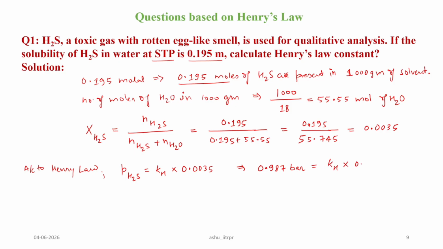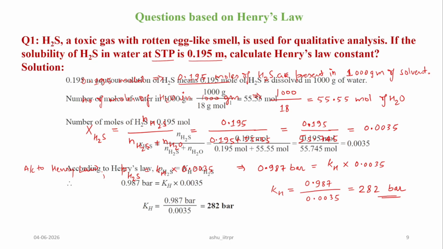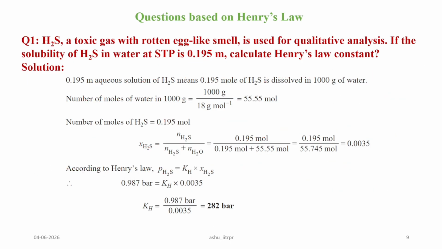So pressure is Kh into 0.0035. Now when you calculate Kh, it comes out to be 0.987 divided by 0.0035. This answer is, I think, a very common one. 282 bar is the correct answer for this question. Okay, so it is solved. You can refer to this solution, 282 bar.